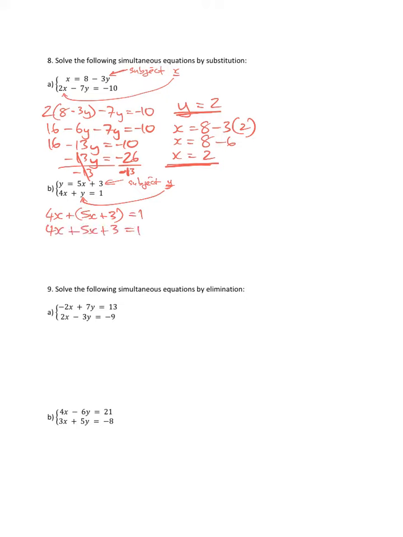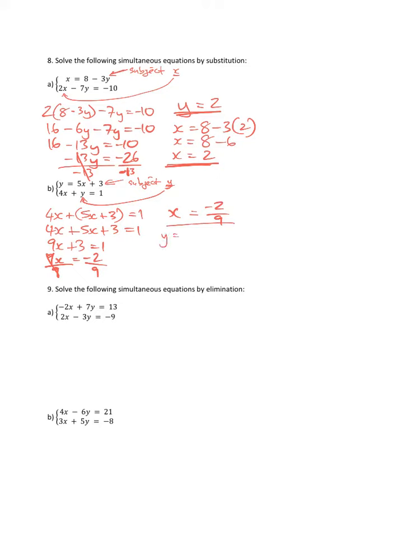Collect like terms. 4x's plus 5x's is 9x's plus 3 is equal to 1. I want to get rid of the positive 3, so take 3 from both sides. 1 take 3 is going to be negative 2. The opposite of timesing by 9 is dividing by 9 on both sides. It gives me x is equal to negative 2 on 9, which doesn't cancel down.